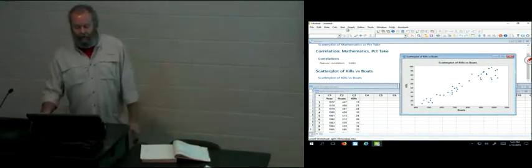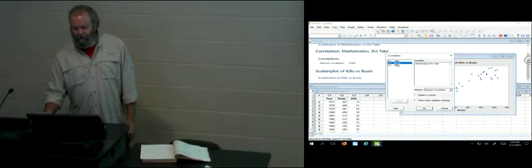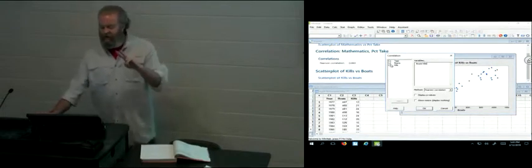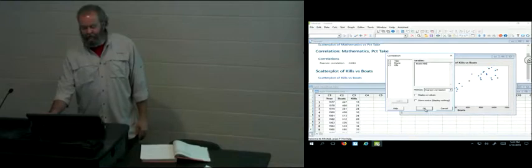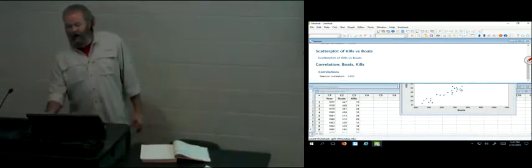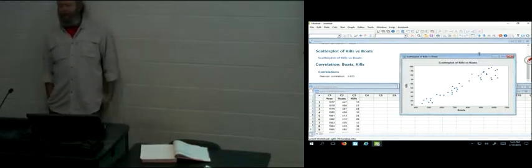I don't know. We're going to go to Stat, Basic Statistics, Correlation. Put in the boats, the kills. Remember, it doesn't matter the order. It makes no distinction. It just wants two quantitative variables. That makes sense? First off, does the sign make sense? I see a positive association in the scatter plot. The correlation is coming back positive.